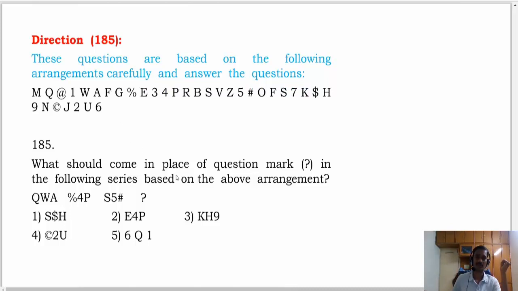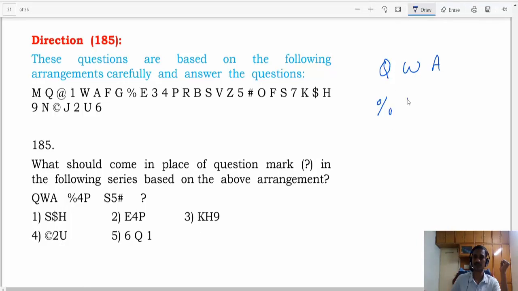185. What should come in place of the question mark? Question mark place లో ఏది రావాలి? QWA and percentage 4P, percentage 4NP and S5 hash. Then what should be the next one? చెప్పండి. సిరీస్ ఎప్పుడు ఇచ్చినా ఆల్వేస్ రైట్ 1 below the other.